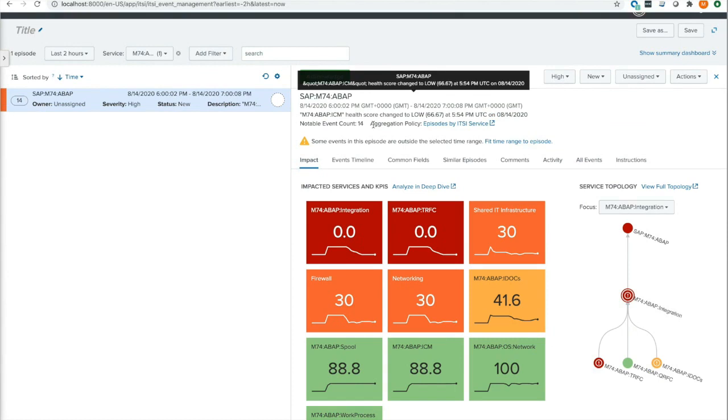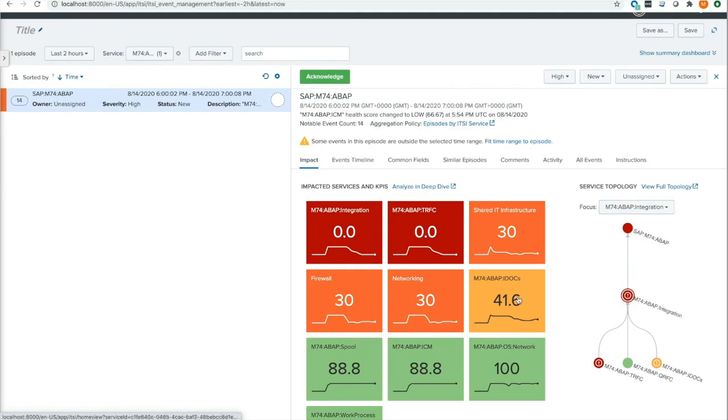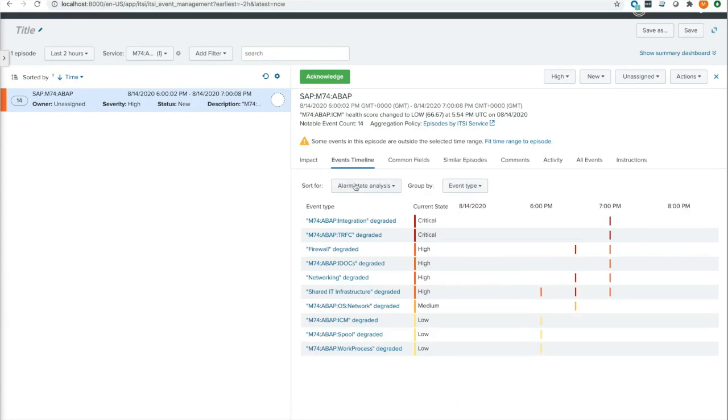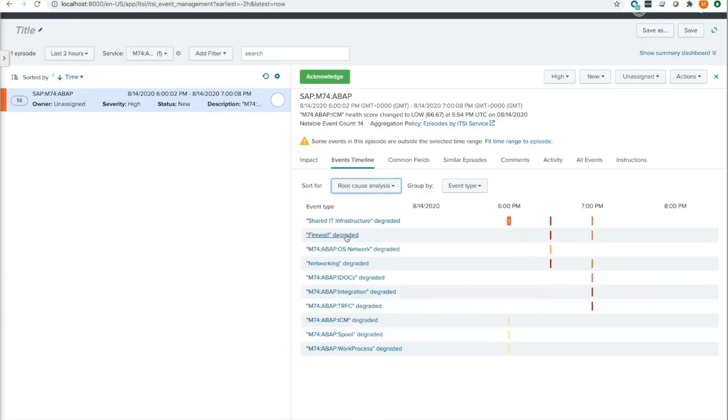Rather than dealing with individual alerts, ITSI clusters these alerts together and tries to present them in a way that substantially shortens your mean time to repair. In this case, we see that this outage on the M74 ABAP system that affects tRFC, IDOCs, and the integration layer is also affecting the shared infrastructure, the networking, and the firewall tier. So if we go to our events timeline and toggle to the root cause analysis, we see that the first event actually originated from the shared IT infrastructure layer, and after that our firewall degraded.